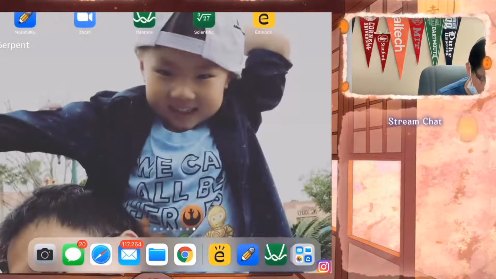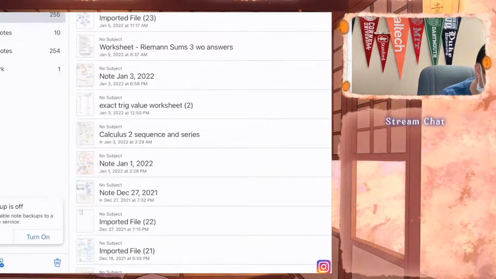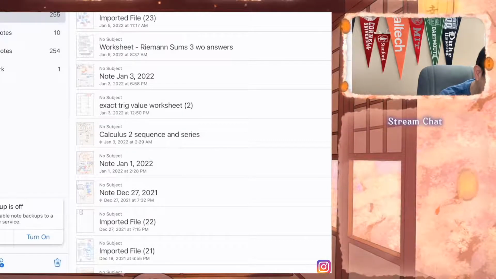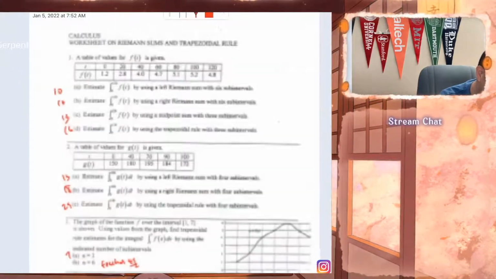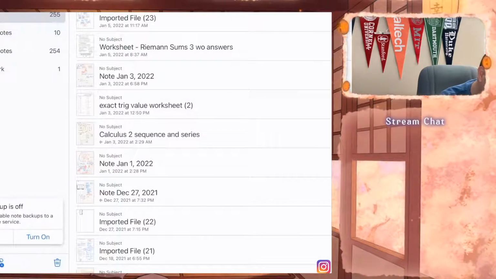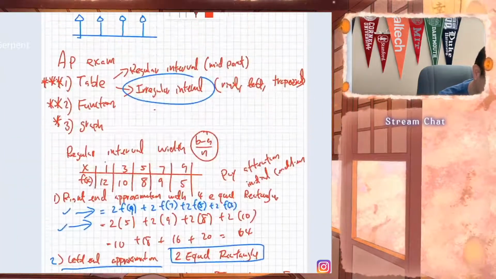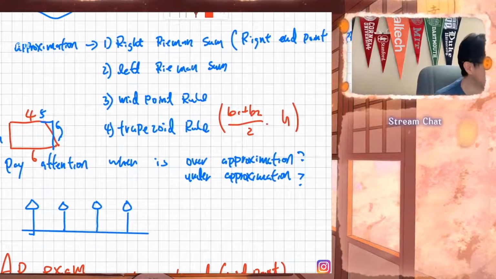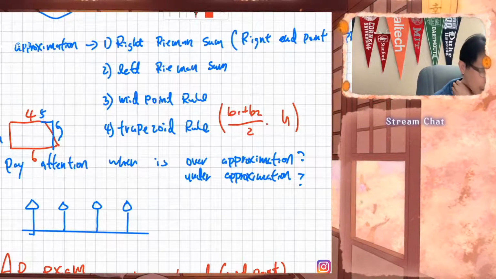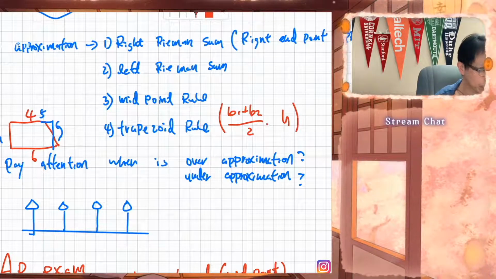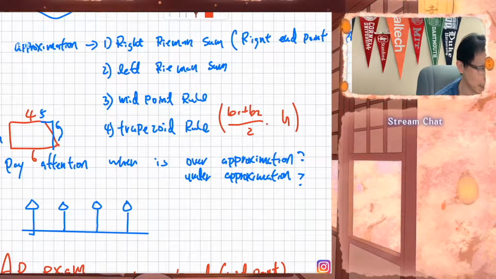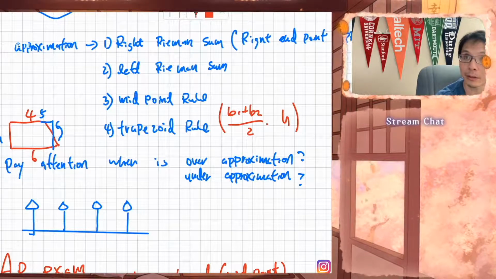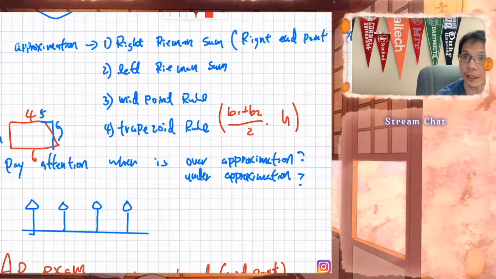So yesterday we talked about a Riemann sum, and we just want to do a quick recap for everybody. From approximation, there's a right Riemann sum and a left Riemann sum. There's a midpoint rule. There's a trapezoid rule. Every question is important. Let me screen share that.